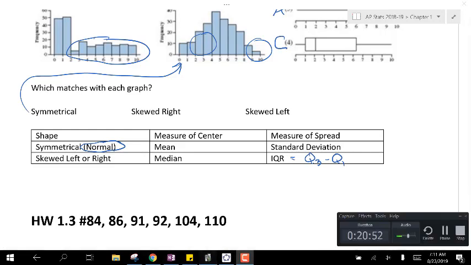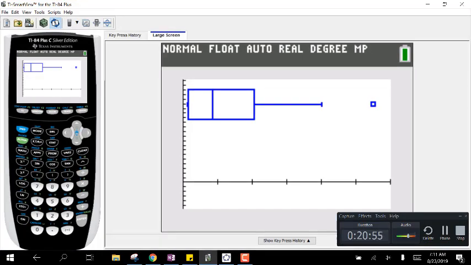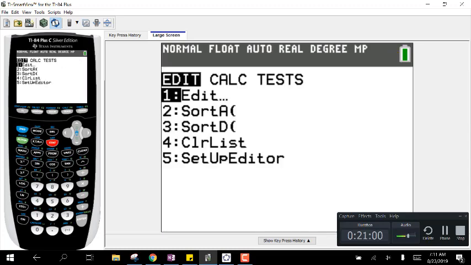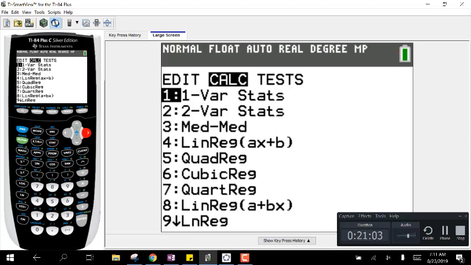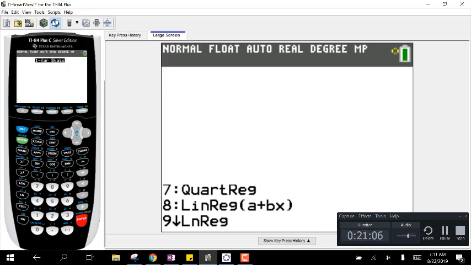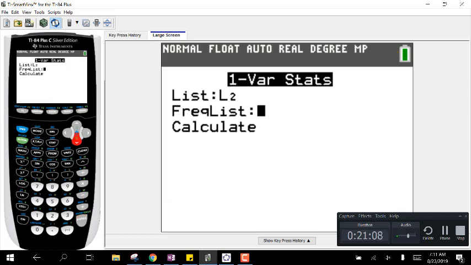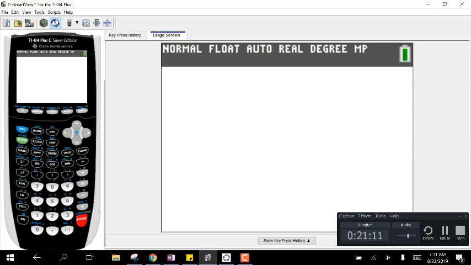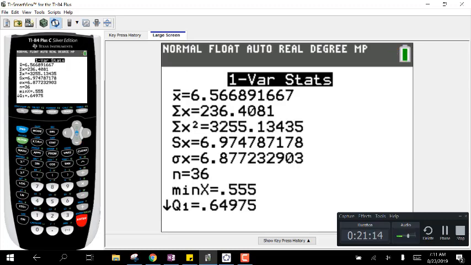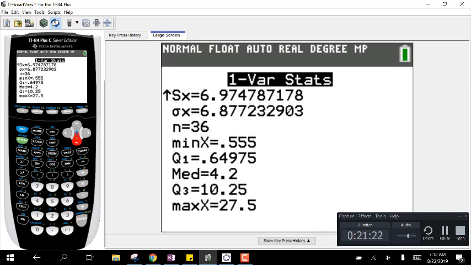Actually, there's one last thing I will show you. I don't know if I showed it anywhere else: finding these 5-number summaries. So stat, go to calculate, one variable stats. List is L2, frequency list I don't have to worry about. Calculate. Finds our mean of 6.566. Our standard deviation is 6.9. But what we're really looking for here is our 5-number summary: 0.55, 0.64975, 4.2, 10.25, and 27.5. So everything can be done on your calculator, just got to write it down on the paper, of course.